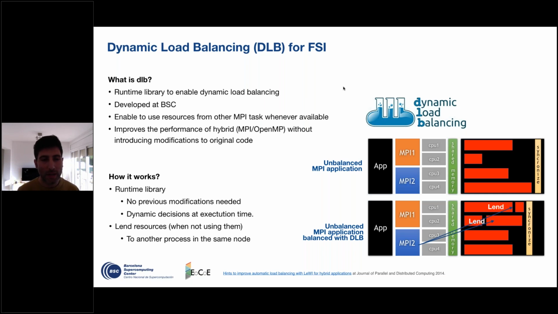Let's see an example of how it works. Here we can see two MPI applications. At the top is an unbalanced MPI application, and at the bottom we have the same unbalanced MPI application balanced with DLB. As you can see in red, which is the trace of our execution of processes, in the case of DLB the tool is able to lend resources to other processes.